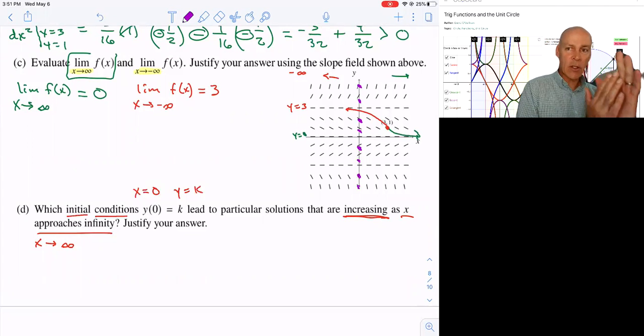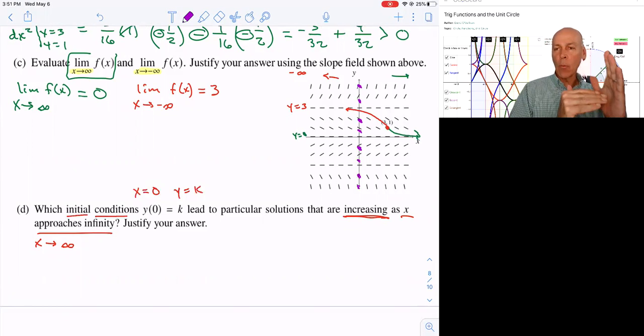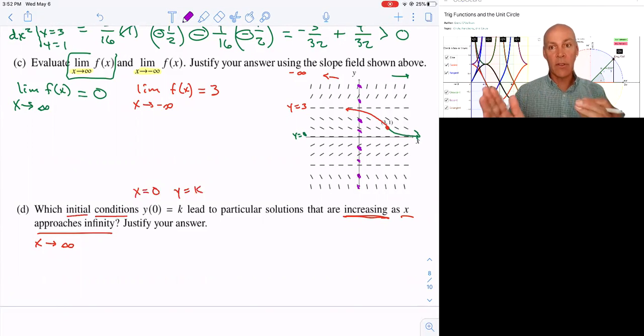Okay, so we know the x-coordinate's got to be 0, but now we're asking, what's the corresponding y-coordinate, and where can we place that point on the y-axis such that the particular solution, as x goes to positive infinity, x goes to the right, will be increasing.